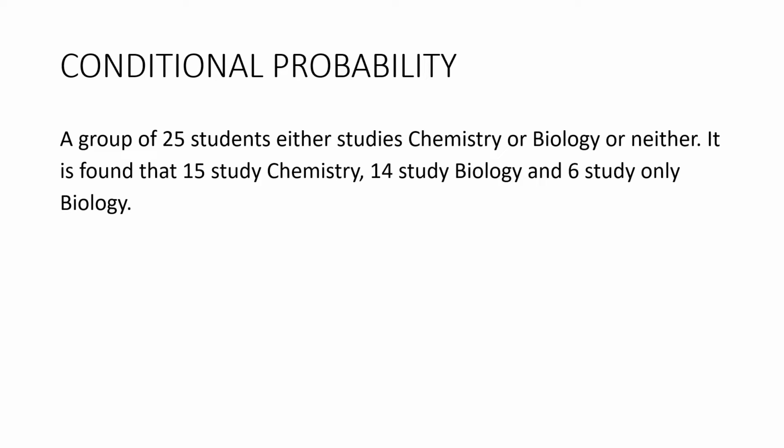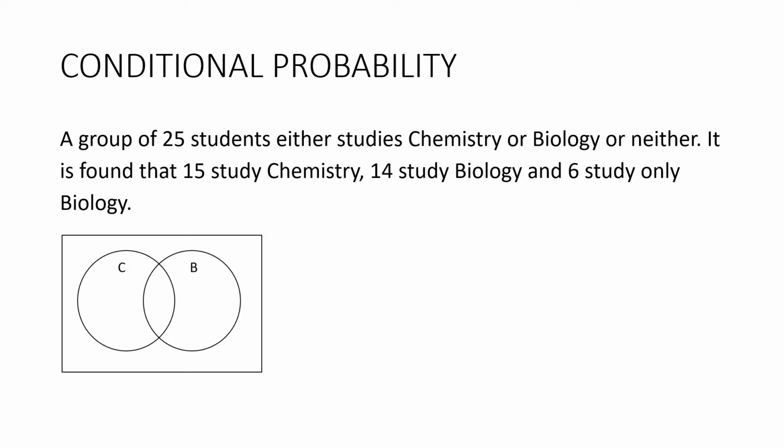Let's look at an example. A group of 25 students either studies chemistry or biology or neither. It is found that 15 study chemistry, 14 study biology and 6 study only biology. All right, let's draw up our Venn diagram. What do we have? 6 study only biology, so that goes in here. We know that 14 study biology altogether, so 8 must be in here in the overlap. And we know 15 study chemistry all up, so 8 from 15 gives us 7. Quick total, 7 and 8 is 15 and 6 is 21. So from 25 that leaves 4 outside of those two circles, so 4 don't study chemistry or biology.